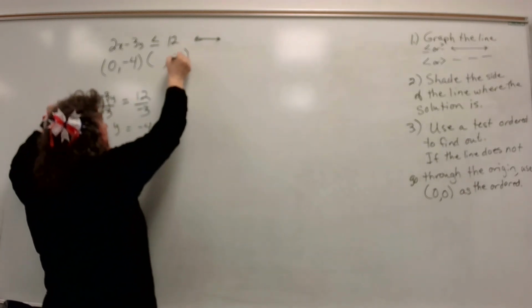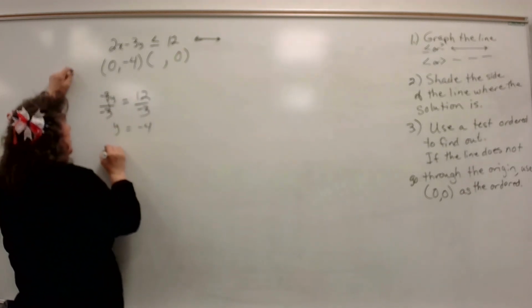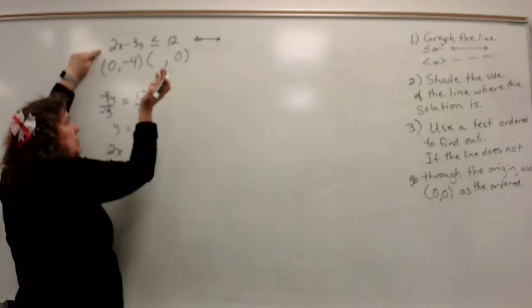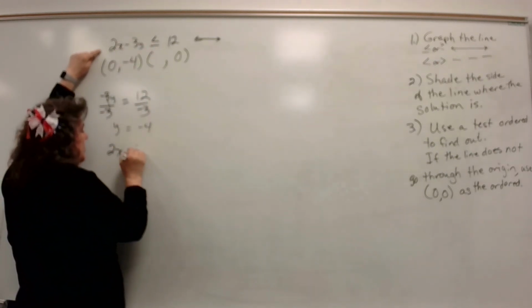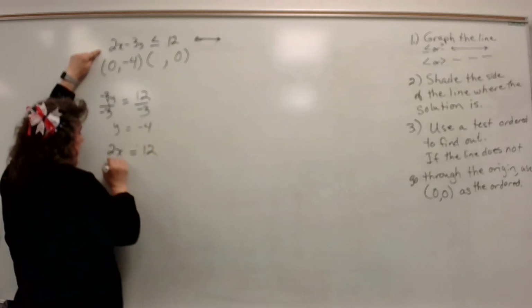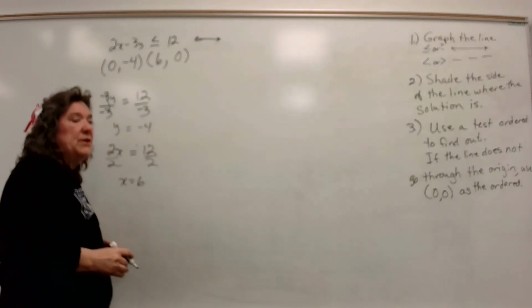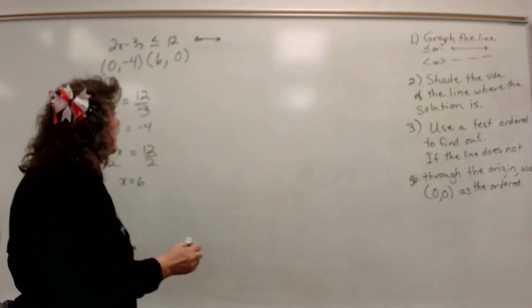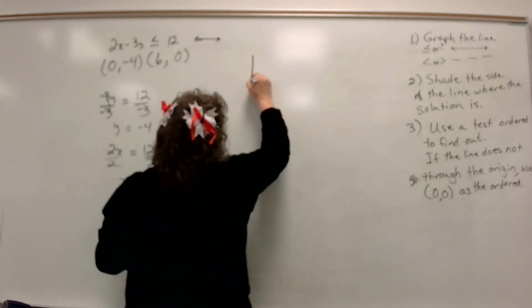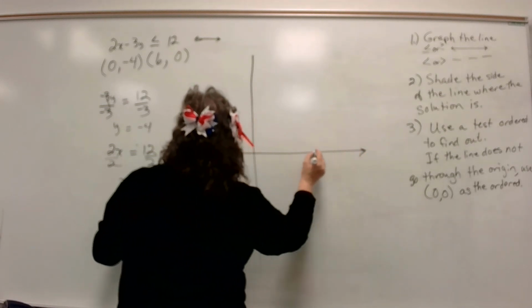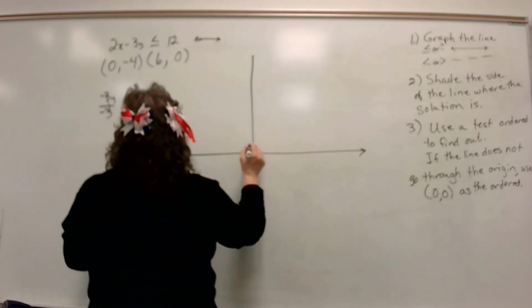Now I'm going to put 0 in for the y. So I have 2x minus 3 times 0. Well, 3 times 0 is 0, so I have 2x is equal to 12. Divide by 2, and x is equal to 6. Therefore, I have my 2 ordered pairs, and I can now graph the line of the solution. And remember, it is a solid line. Okay?